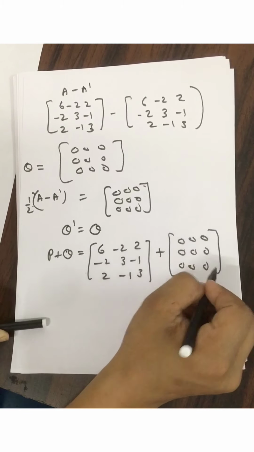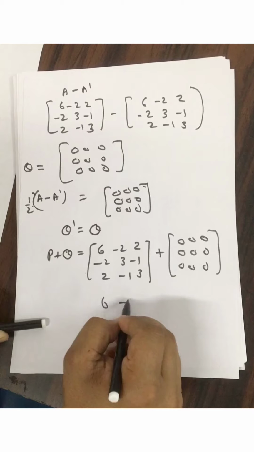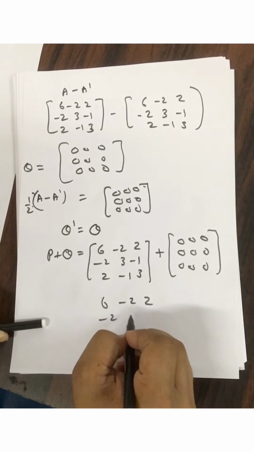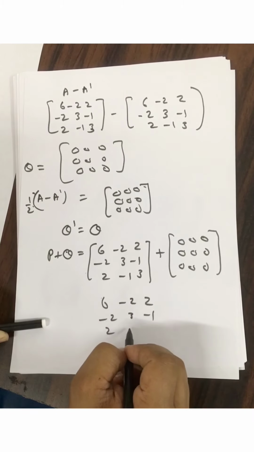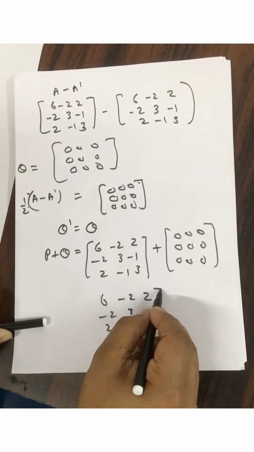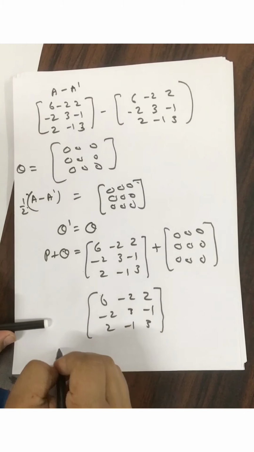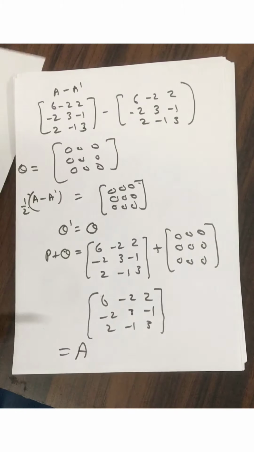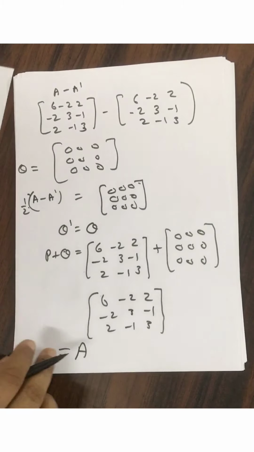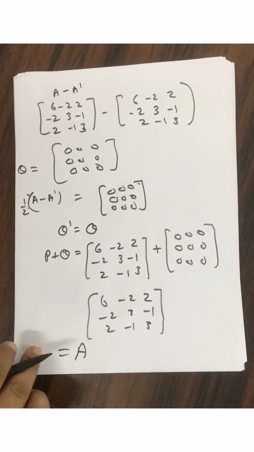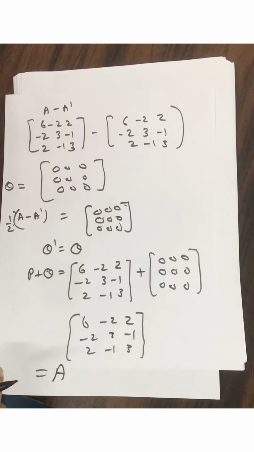Okay. So this is coming the same: 6 minus 2, 2 minus 2, 3 minus 1, 2 minus 1, 3. This is equal to A. Got it? Very simple. Now the other two parts are exactly in the same pattern, so I'll suggest you do them yourself. The rest two parts have exactly the same pattern.